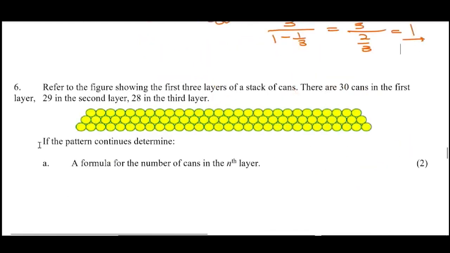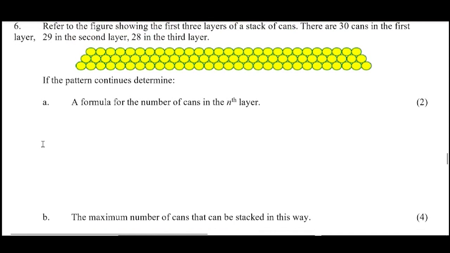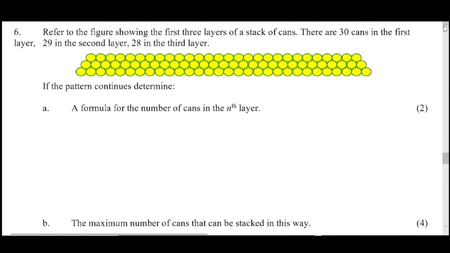Okay, let's look at this next question. Refer to this figure showing the first 3 layers of a stack of cans. There are 30 cans in the first layer, 29 in the second layer. All right, so the sequence is actually 30, then 29, then 28. And the question is, how many will there be in the nth layer?